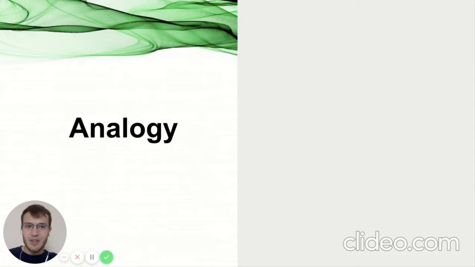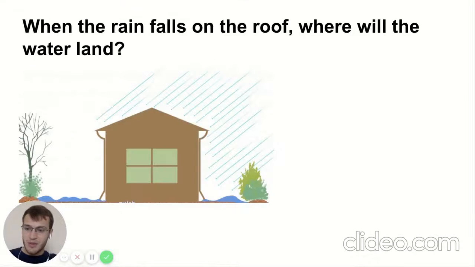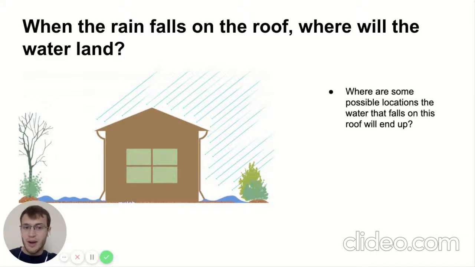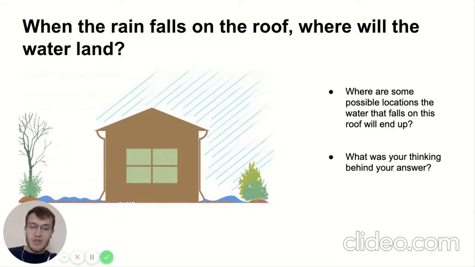So really quickly, before we talk about watersheds exactly, there's an analogy that I want you to think through. So looking at this picture, when the rain falls on the roof, where will the water land? So where are some possible locations the water that falls on this roof is going to end up? So go ahead and pause the video and think about that for a second. All right, and what was your thinking behind your answer? So what was your reasoning? Why did you say your answer?